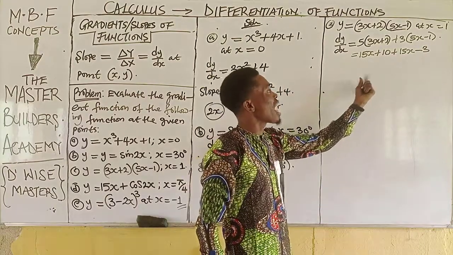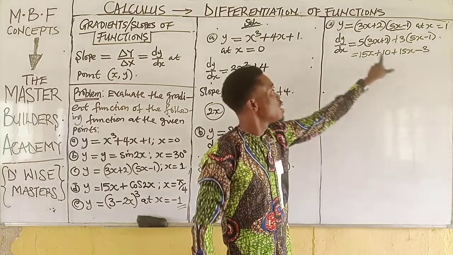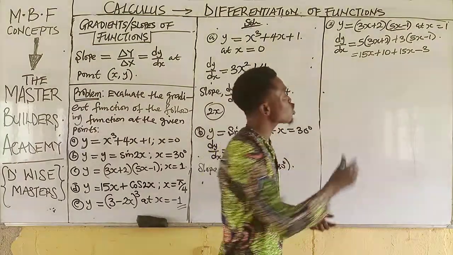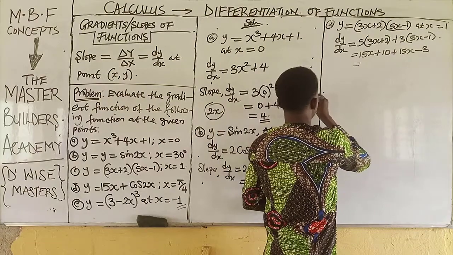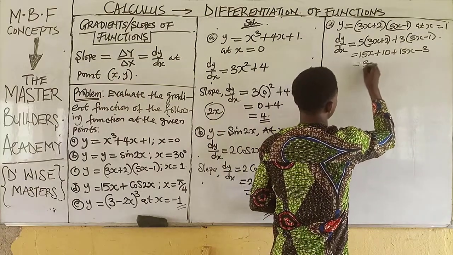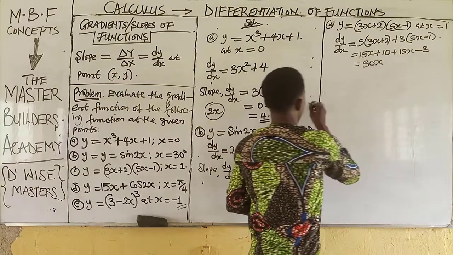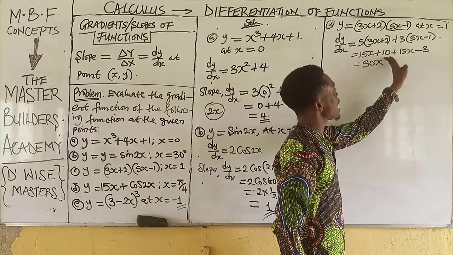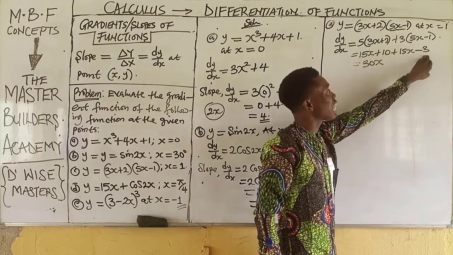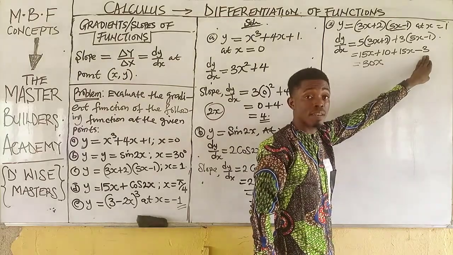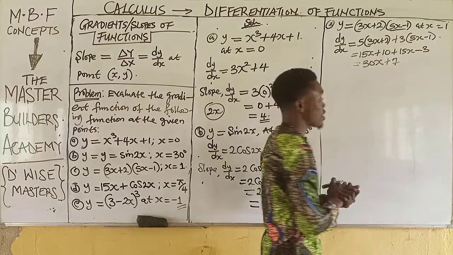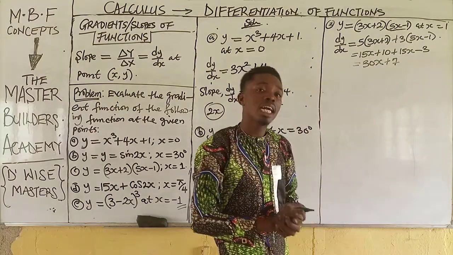At this point, we have what we call like terms. So 15x and 15x, they are like. Then we can add them up together. When we sum up these two values, we will have this to be what? 30x. And also, when we sum up 10 and negative 3, this would have given us 7. Then we have plus 7. This is the differential result for this particular question.